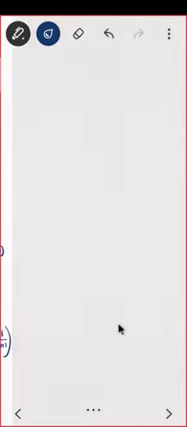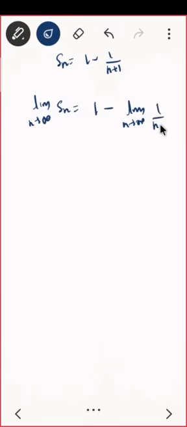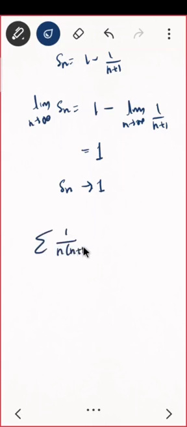That means you need to see this. What is Sn? That is 1 minus 1 upon n plus 1. You need to take the limit as n tends to infinity of Sn and see what that is. This will be 1 minus the limit as n tends to infinity of 1 upon n plus 1. And you know what about this? This goes to 0, so I'll be having 1. That means your Sn converges to 1. So what is your conclusion? Your conclusion is the summation of 1 upon n into n plus 1 converges to 1.